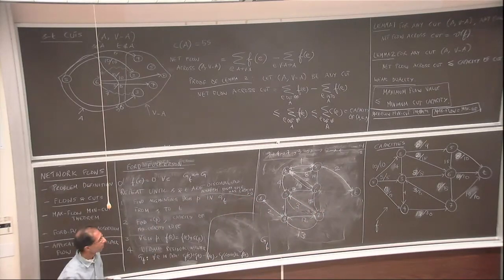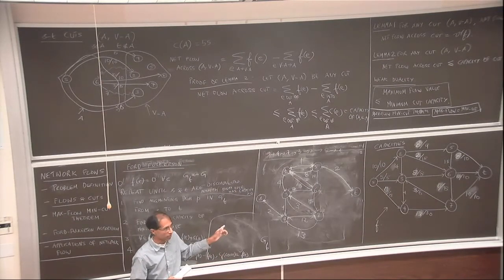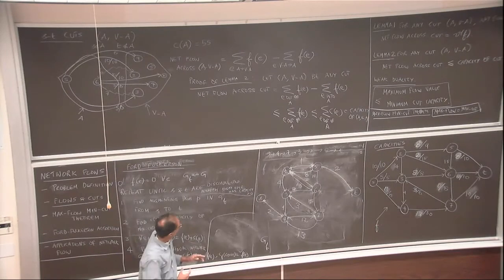Okay? All right. Any more paths from S to T? No, not in the residual network. So what do we do now? Let's try to find out why there are no more paths from S to T.